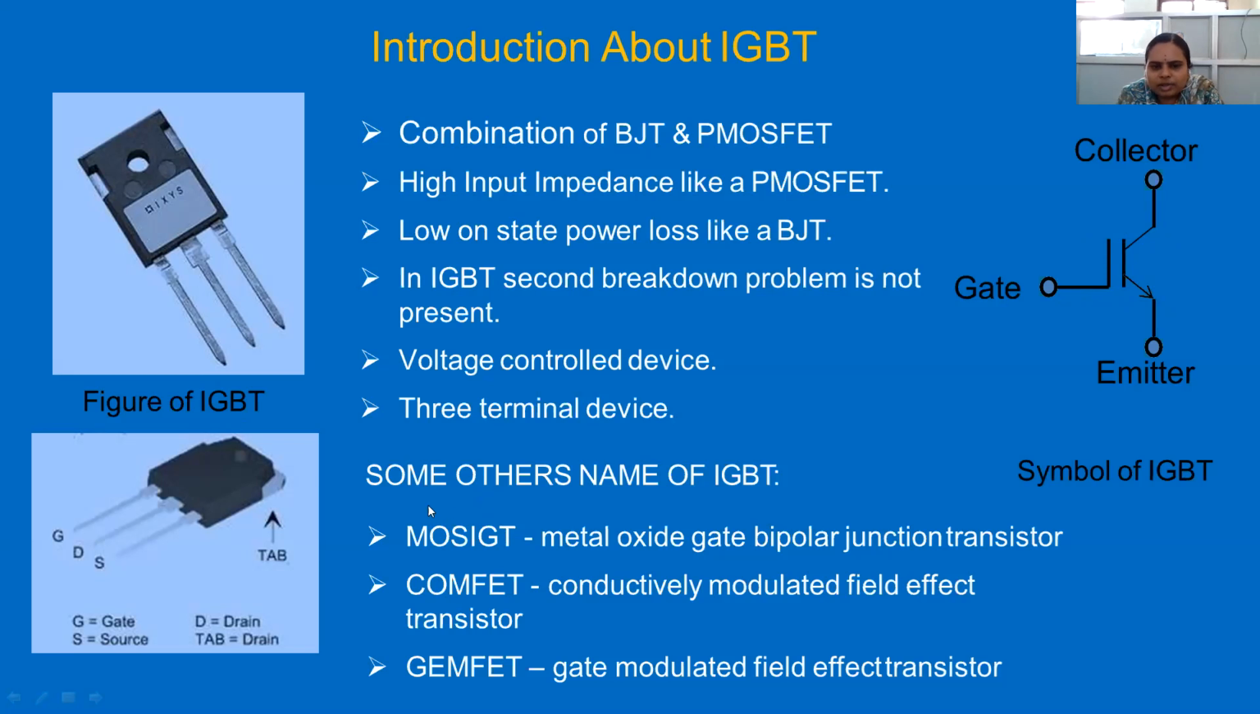Then, what other names are given for the IGBT? The first one is MOSIGT, that is metal oxide gate bipolar junction transistor, or else COMFET, that is conductively modulated field effect transistor. Then GEMFET, gate modulated field effect transistor. So these are the different names we can call the IGBT.